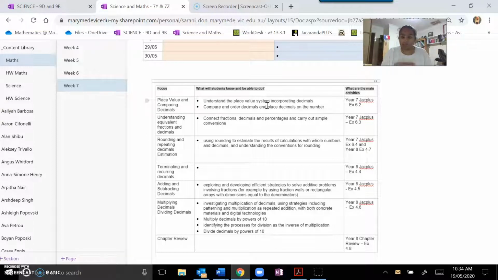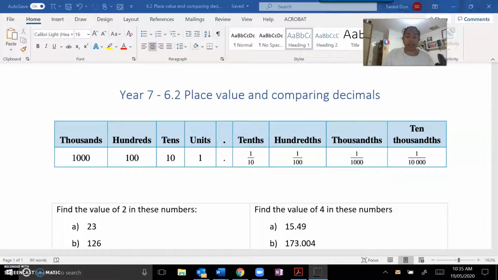All right, so we're going to start off with exercise 6.2 from the year 7 book. I want everyone to write that as their title. So the new title is decimals, and the subheading can be year 7, exercise 6.2. We're looking at place value and comparing decimals. Okay, guys, I would have emailed you this document, so you can write and follow along this document.